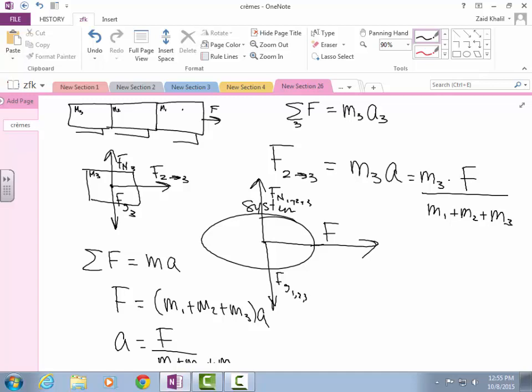So the contact force isn't the same as the force. It's not the same as the net force, because the net force is going to be the contact force of this on that and the contact force of this on that.